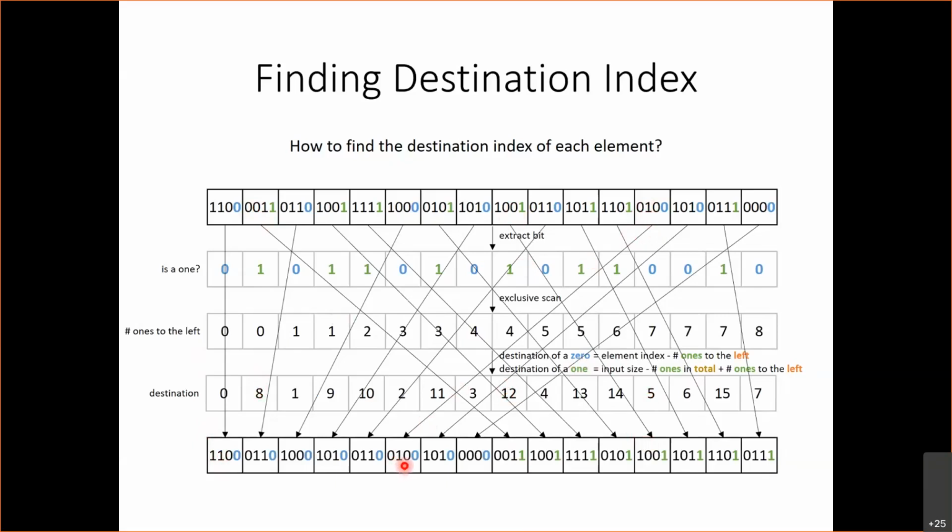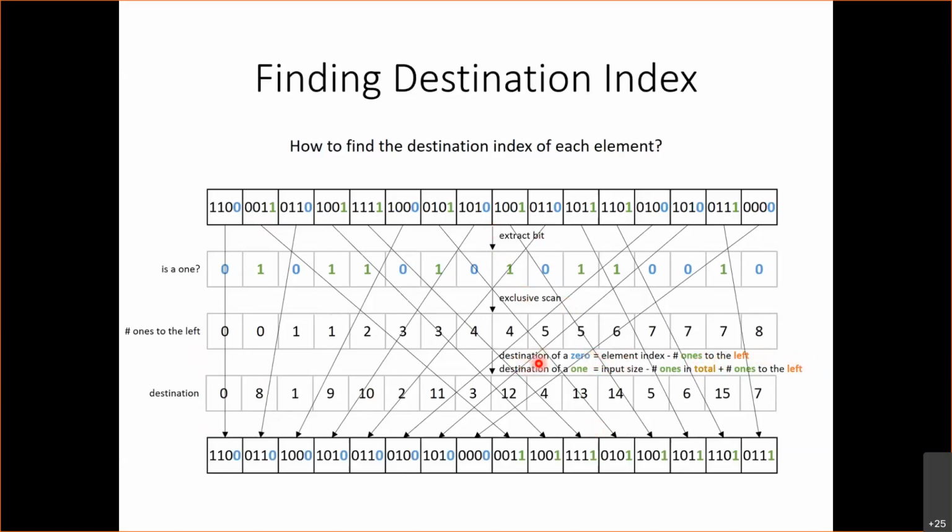Professor, can you repeat how we got the destination array? Yes, so can I repeat how I derived these expressions, or should I repeat how I did the extraction with an exclusive scan? No, just that step. I understand how we got the number of ones to the left. I didn't make the connection between those two arrays.